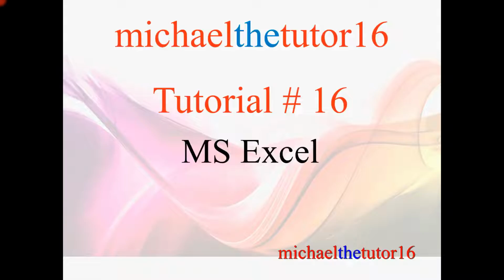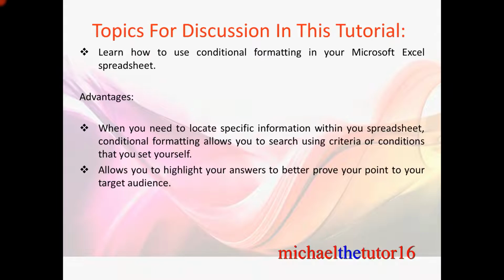Today I'm going to be doing tutorial number 16 in Microsoft Excel. And the topics for discussion in this tutorial will be that we're going to learn how to use conditional formatting in your Microsoft Excel spreadsheet. The advantages of using conditional formatting will be that when you need to locate specific information within your spreadsheet, conditional formatting will allow you to search using criteria or conditions that you set yourself. This will also allow you to highlight your answers to better prove your point to your target audience. So let's go into Excel and I'll show you how to use conditional formatting.